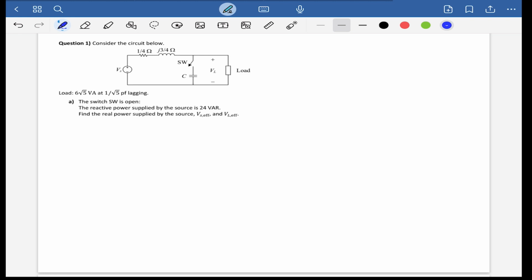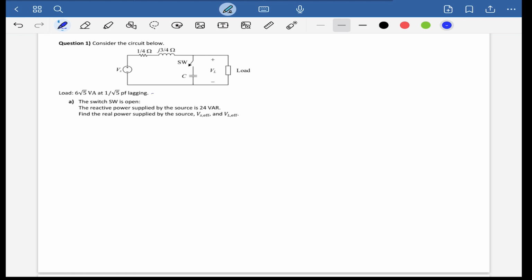Okay, this is the given circuit for us, and they said the load is 6 radical 5 VA with this power factor and it is lagging, so it means the load is inductive and the switch is open. So I just consider just part A, we don't have part B, and the reactive power supplied by the source is 24 VAR. So they said find real power supplied by the source, Vs effective and V load effective. Okay, we need to find them.